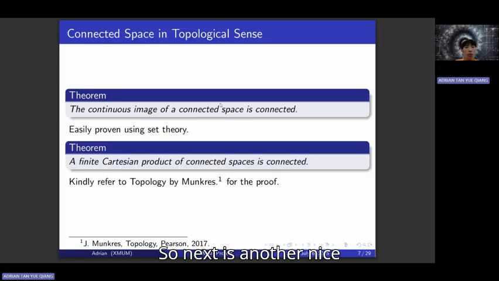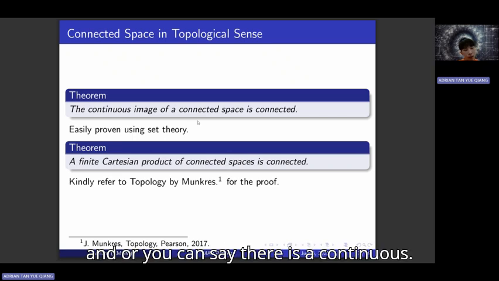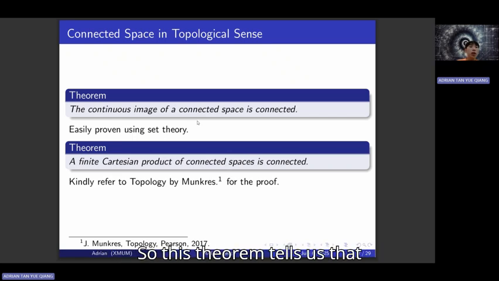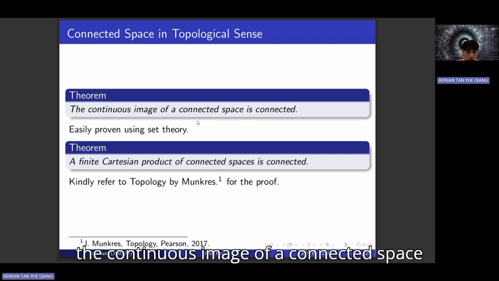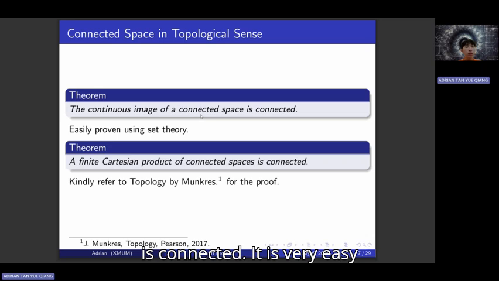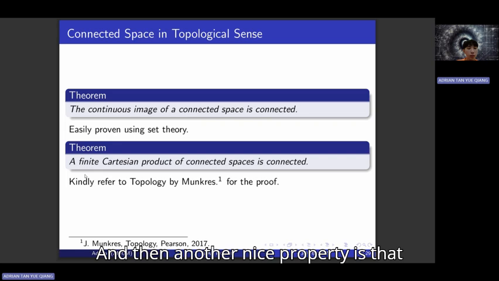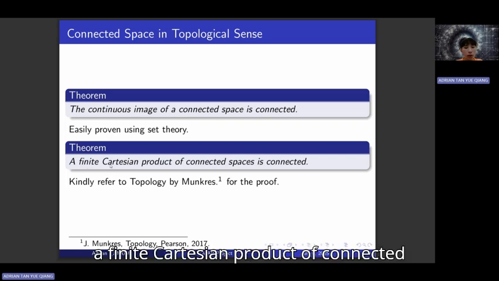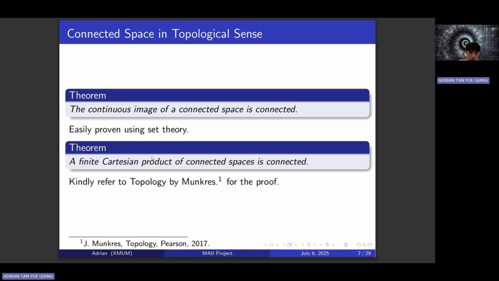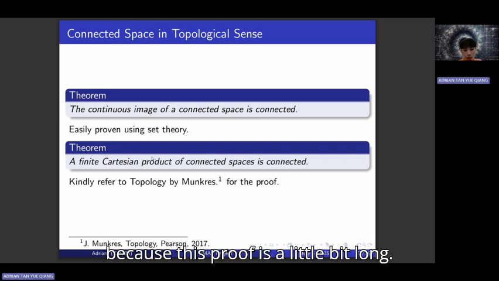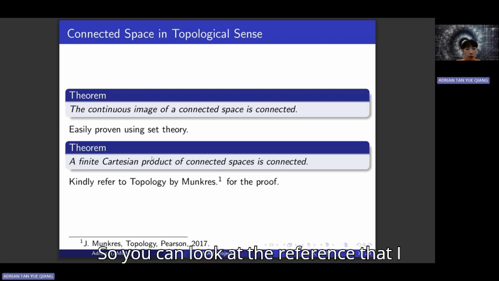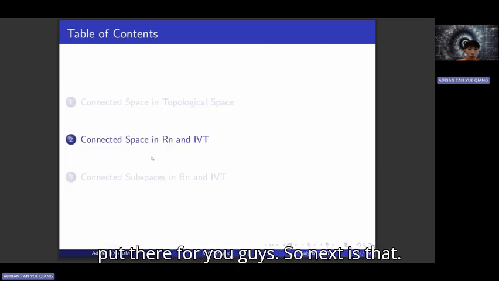So next is another nice property of a connected space, and you can say there is a continuous map. This theorem tells us that the continuous image of a connected space is connected. This is very easy to prove. Another nice property is that a finite Cartesian product of connected spaces is connected. But we will not prove this because the proof is a little bit long. You can look at the reference that I put there for you guys.